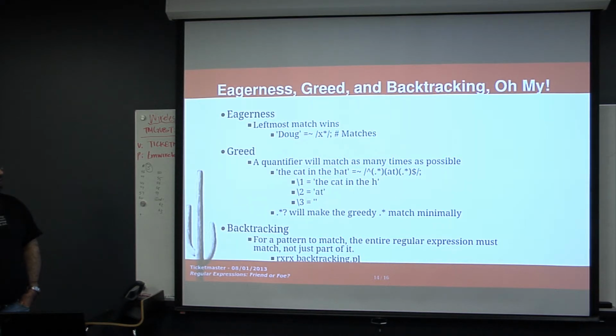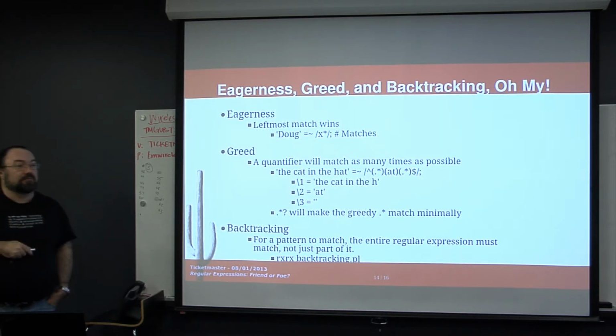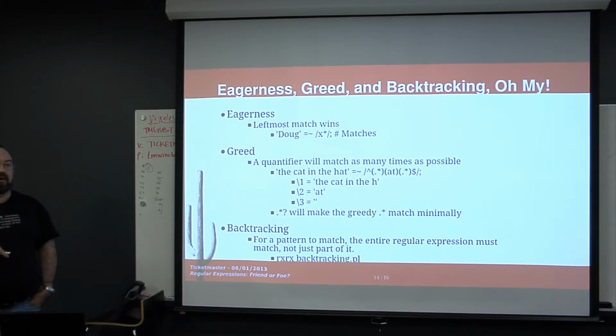\2 matches the 'at', and \3 matches nothing, because we've got dot star, which is 0 or more characters. That's 0 characters, so it matches. But this is probably not what the author intended. I got this example somewhere out of some documentation, and I apologize to the author I ripped it off from, because I don't remember where I got it, but I thought it was a really good example.